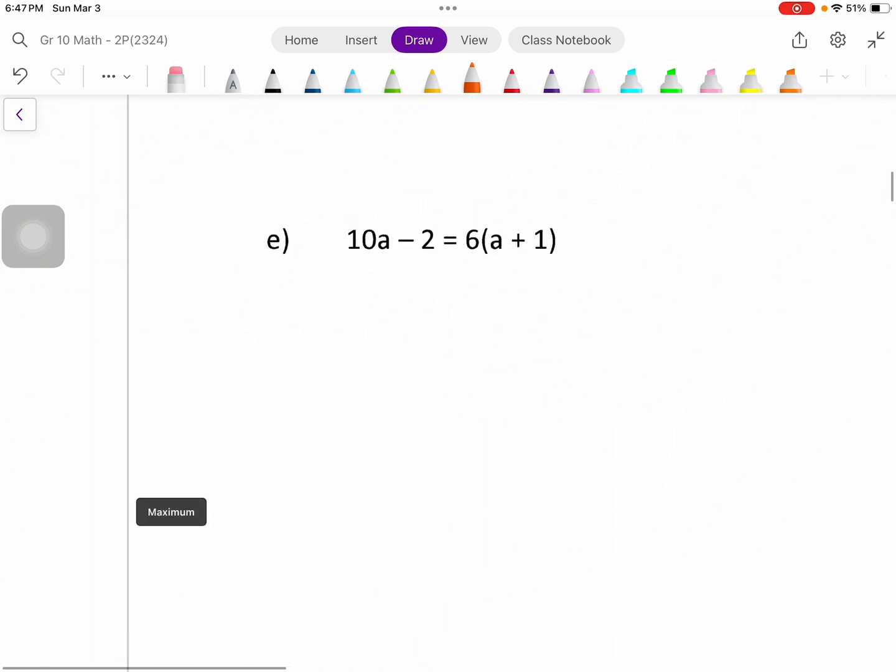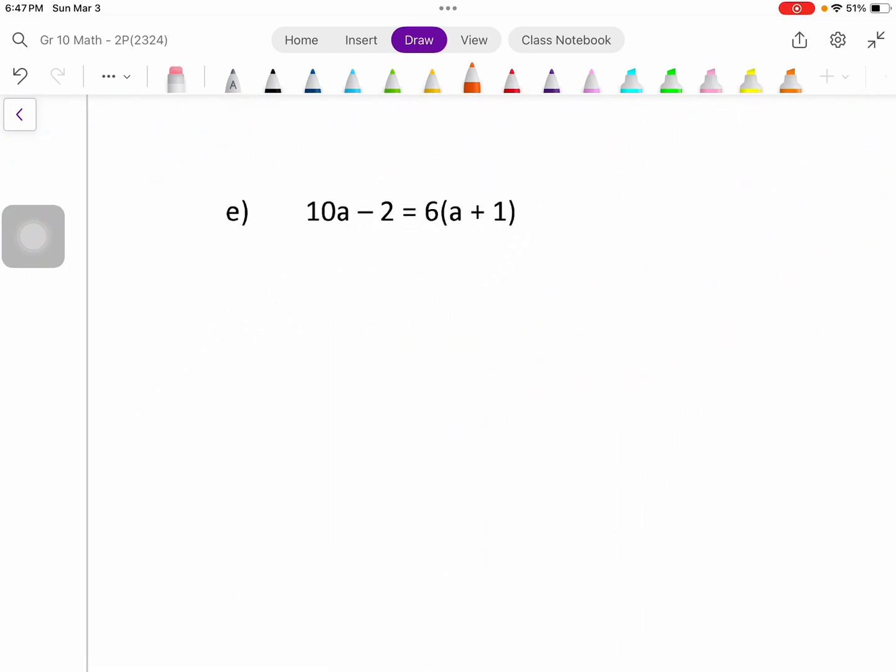Two more questions. Now in these we'll have some distributive property. So first step is going to be to multiply the 6 through by each term in the bracket. So I have 10a subtract 2 is equal to 6a plus 6. So 6 times a is equal to 6a, and 6 times 1 is equal to 6.